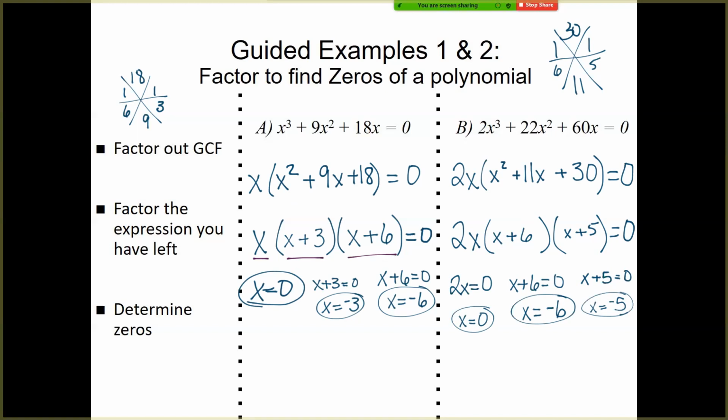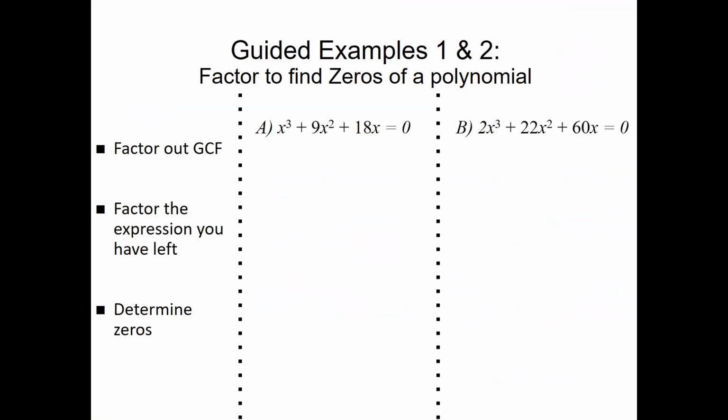I'm okay with you leaving them like this. Sometimes I'll have people who write them as x equals 0, comma, negative 6, comma, negative 5. That's okay too. So just so you're aware, there's more than one way to write your answer. Questions on this one? All right.